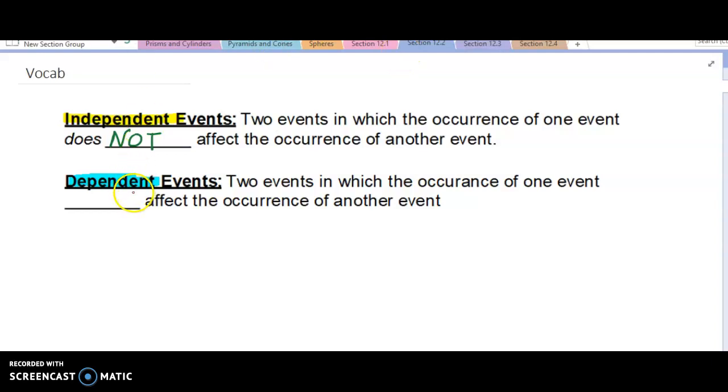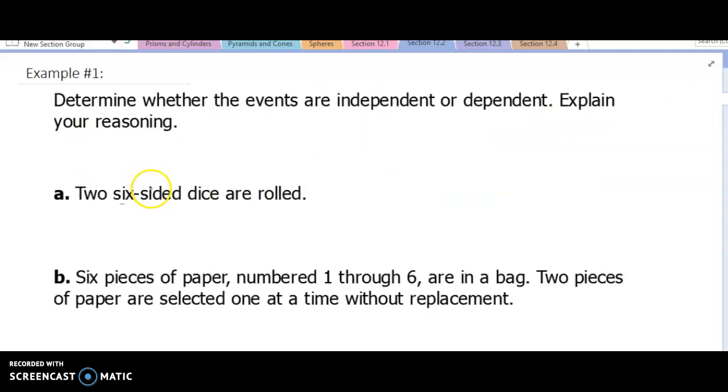Dependent events, on the other hand, are two events in which the occurrence of one event does affect the occurrence of another. Supposedly we're doing a drawing. We're pulling names out of a hat. We draw our first name out of the hat, and we read it, and that person wins a prize. And then we pull another one, but we don't put that same slip back in. That would be a dependent event because on that second pull, there's not as many names in the hat that can be drawn. So we'll do some examples and it'll make more sense.